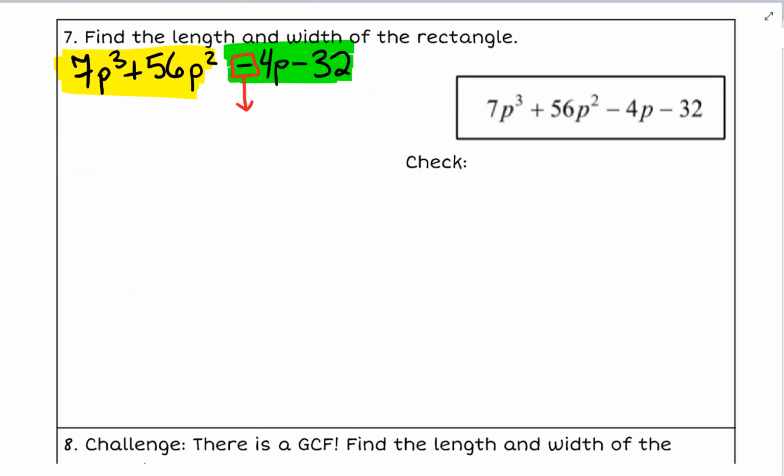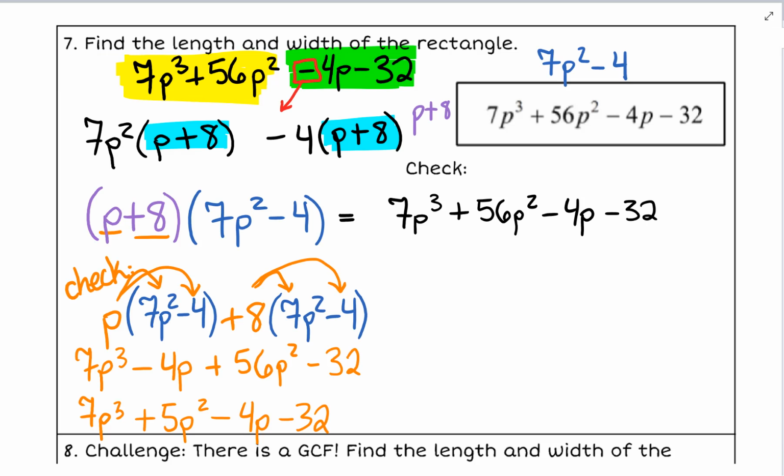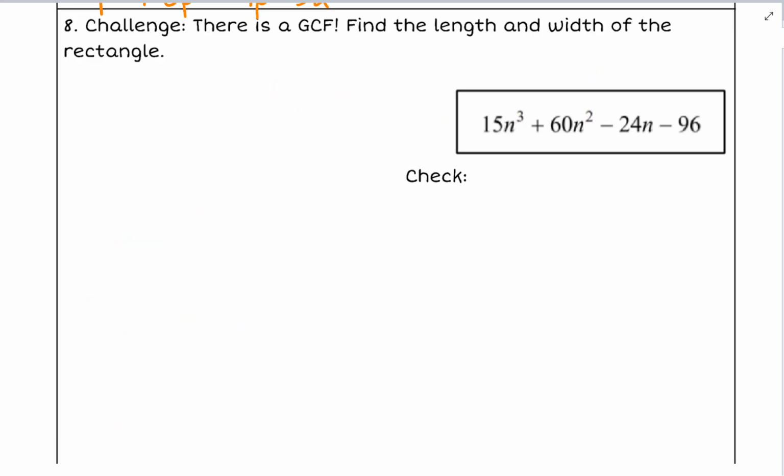And now it's time for you to try. All right, and when you check, you should get p plus 8 and 7p squared minus 4 as your length and width. All right, let's try a challenge.